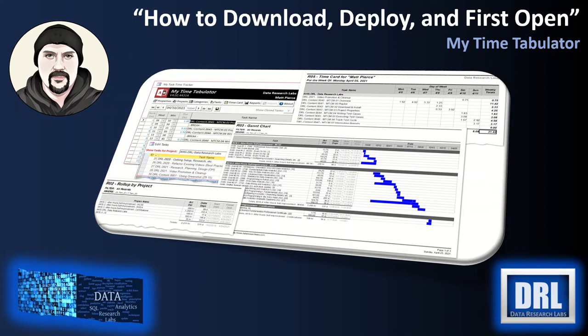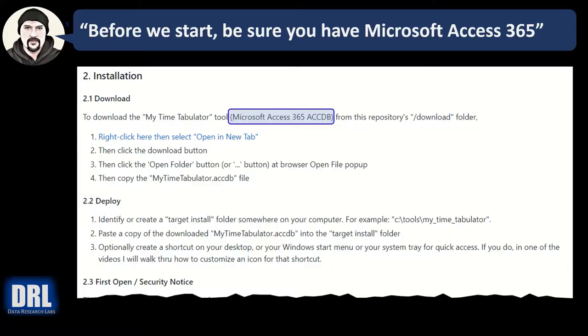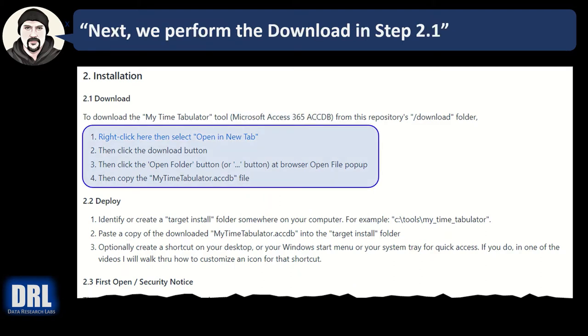For this tutorial, we are going to discuss how to download, deploy, and do the first open for My Time Tabulator. Before we get started, you must have Microsoft Access 365. This tool, My Time Tabulator, is an Access desktop application. Now, most large corporate workstations come with Microsoft Office and Access installed. However, if you do not have it, then sadly, you should probably stop here. Let's get started walking through the download instructions.